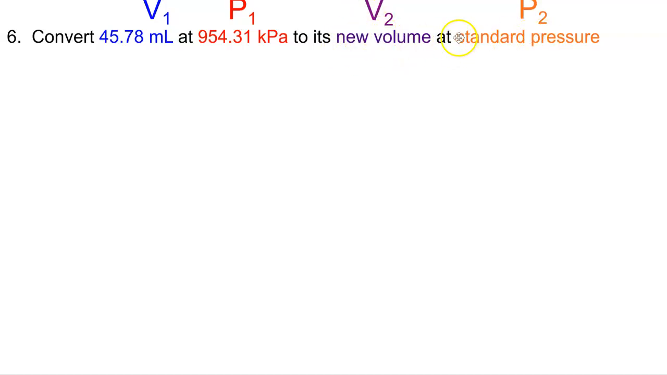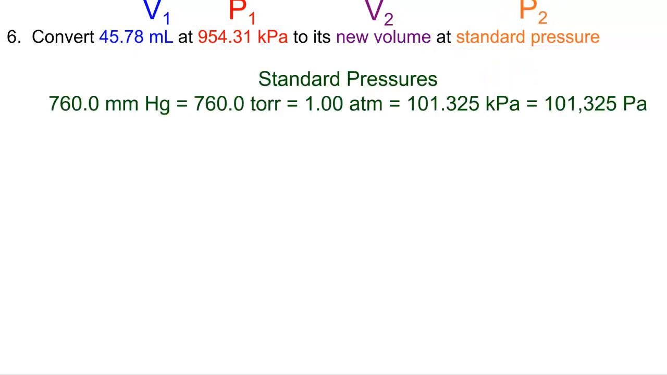If you ever see or read the word standard pressure or standard temperature, that actually gives you a number without giving you a number. Let me explain what I mean. So these are all our standard pressures. These are all our standard pressures. So any of these can be used as a numeric value for the word standard pressure.